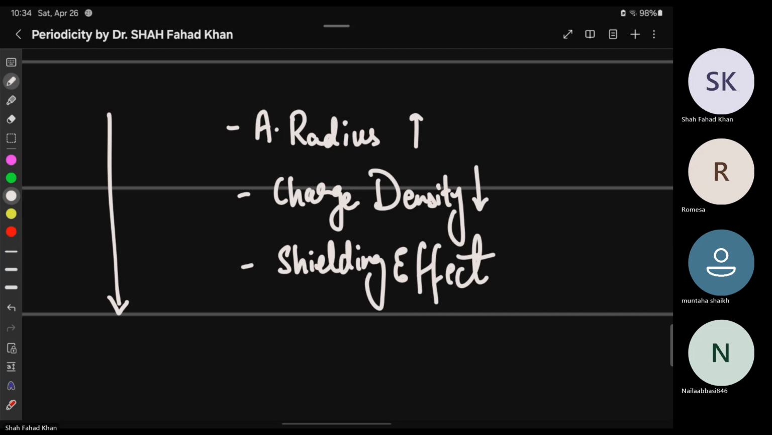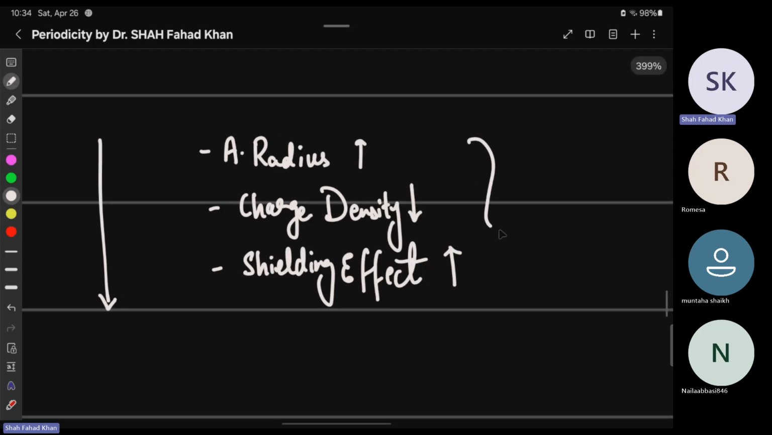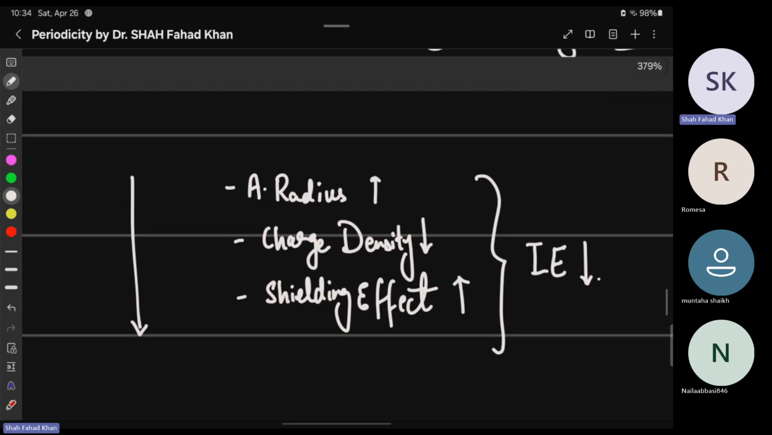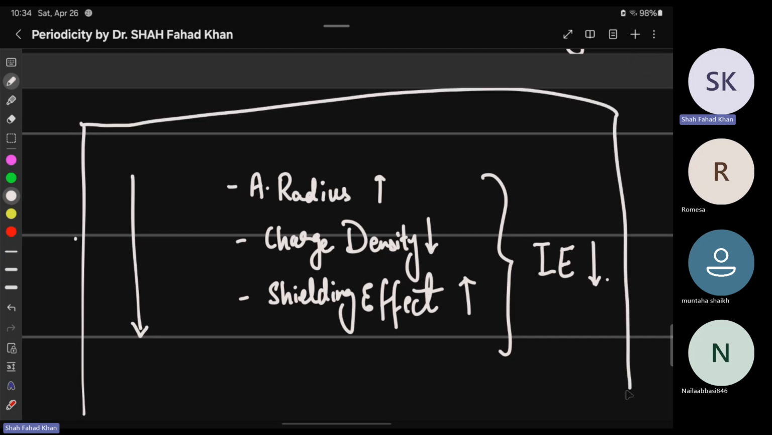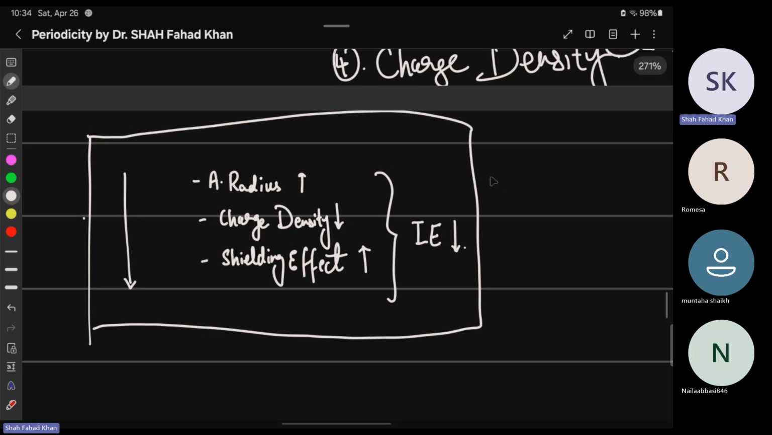Okay, all right, so shielding effect increases as we go down the group because the number of shells is also increasing, and as a result of these factors going down the group, the ionization energy decreases. That's that, going down the group. Now, how about going across the period? Well, first of all, did you guys understand this trend? Going down the group, what happens to the ionization energy? Decreases. This is the entire trend. Okay, fine.